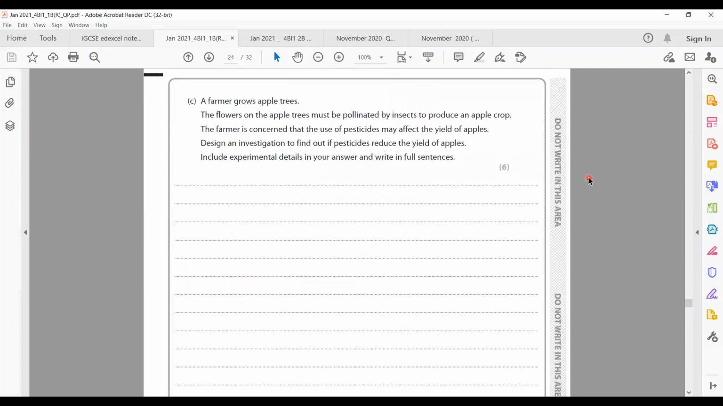وعد نمبر 3. A farmer grows apple trees. The flowers on the apple trees must be pollinated by insects to produce an apple crop. The farmer is concerned that the use of pesticides may affect the yield of apples. Design an investigation to find out if pesticides reduce the yield of apples. Include experimental details in your answer and write 10 full sentences.